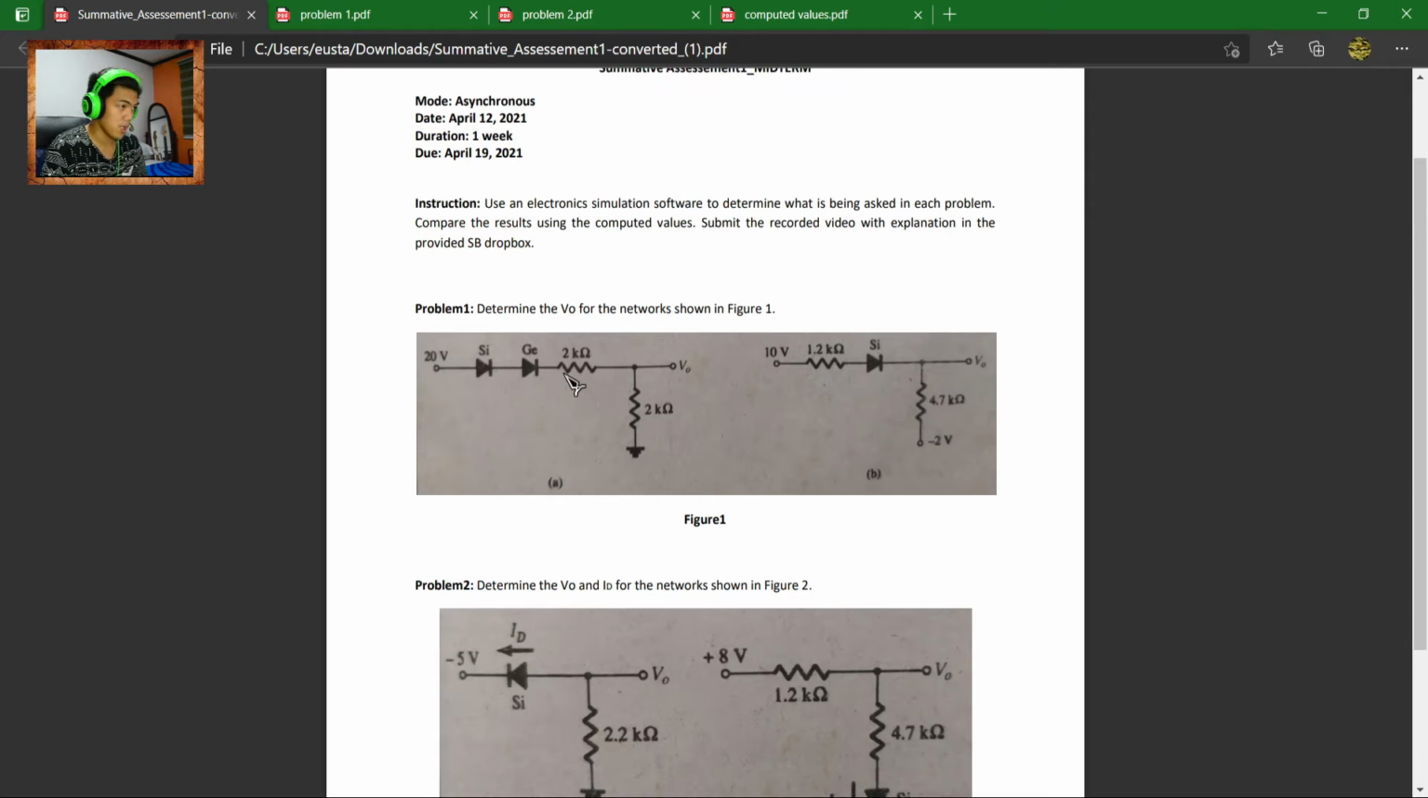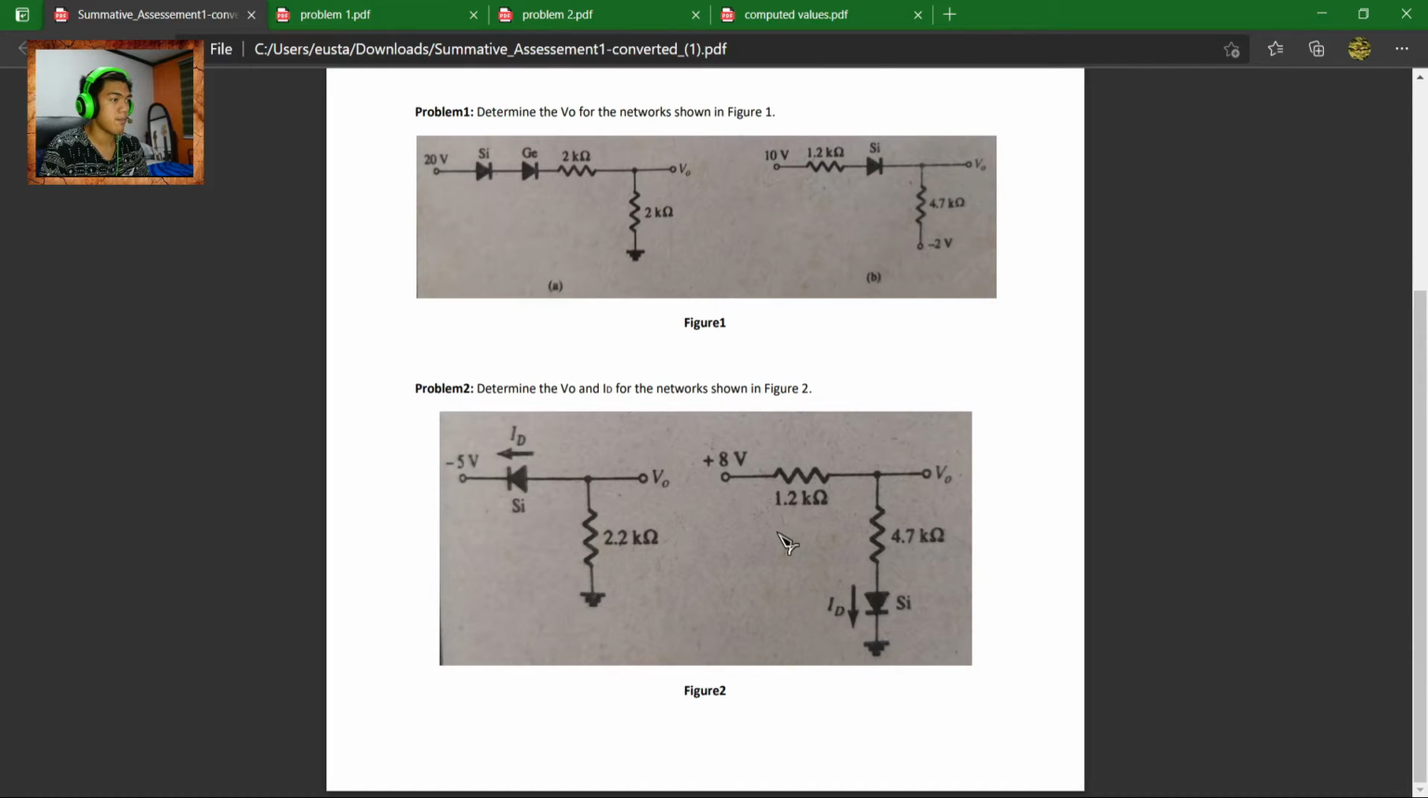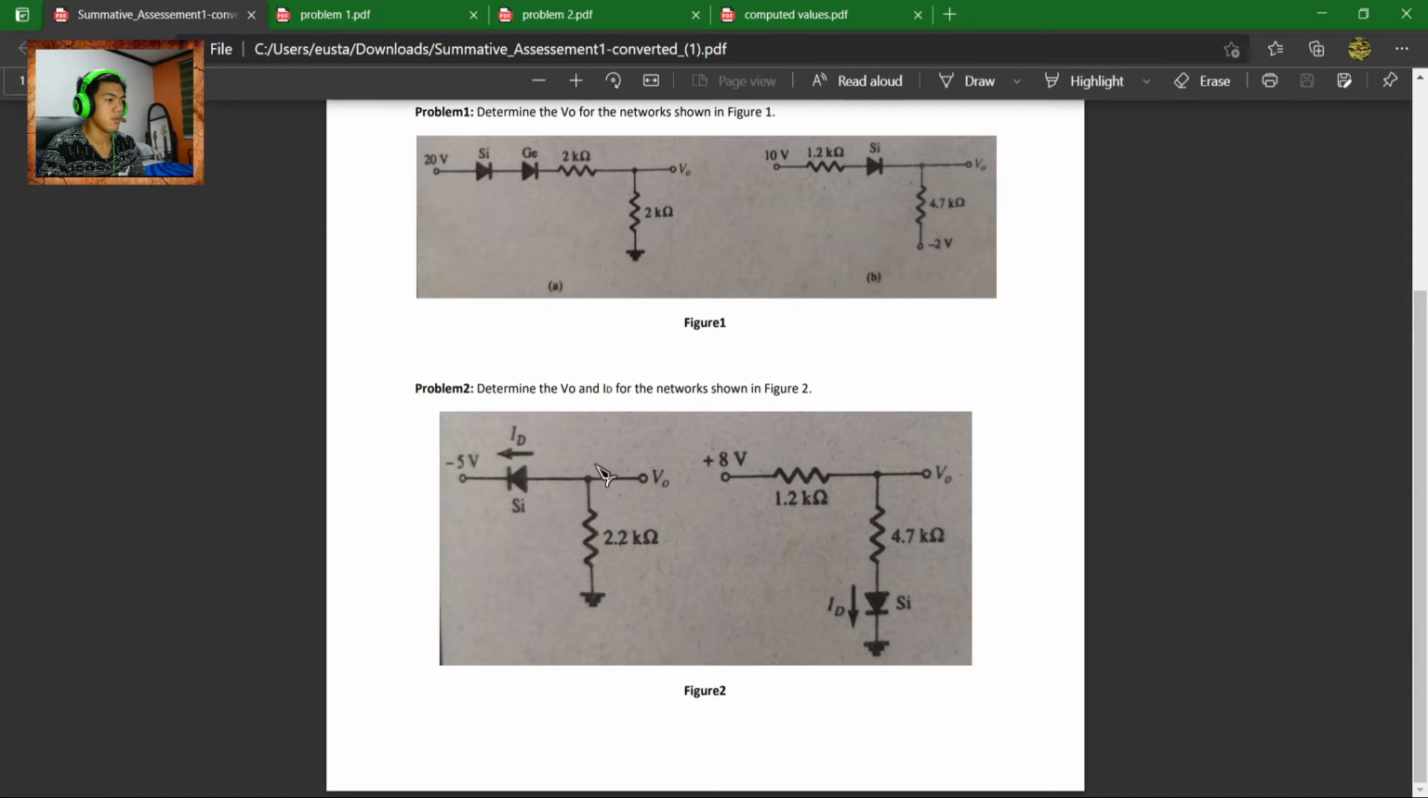Problem 1 is to determine the VO for the network shown in figure 1. And problem 2, determine the VO and ID, or the current of the diode, for the network shown in figure 2.